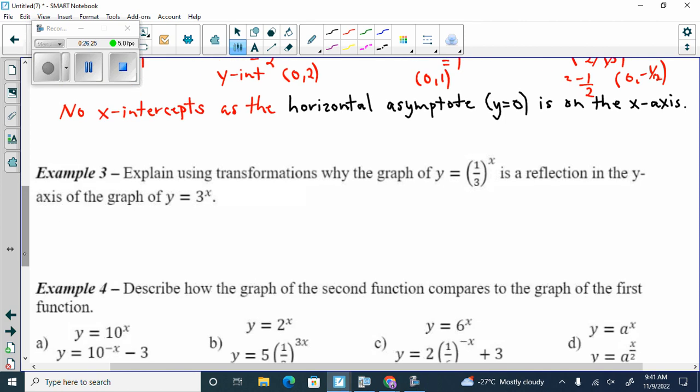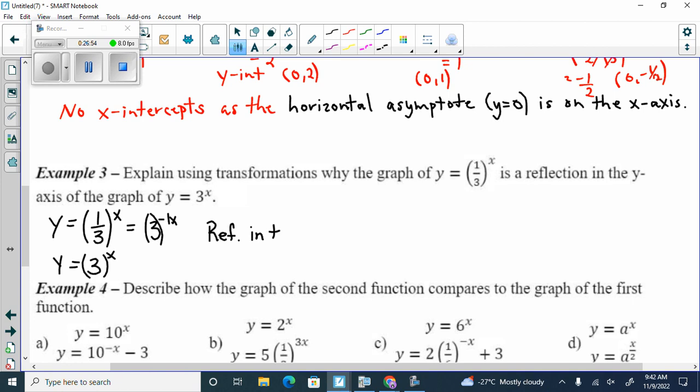So we have y equals (1/3) to the x, which is the same as 3 to the negative x. And then the other one is y equals 3 to the x. And we can only compare when they have the same base, correct? So now we have a 3 to the x and a 3 to the negative x, which means we have a reflection in the y-axis. What's your because statement? You should use a therefore statement rather than a because.